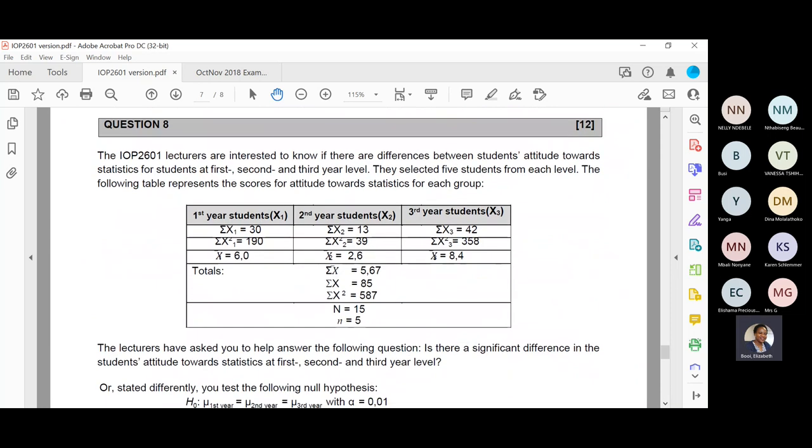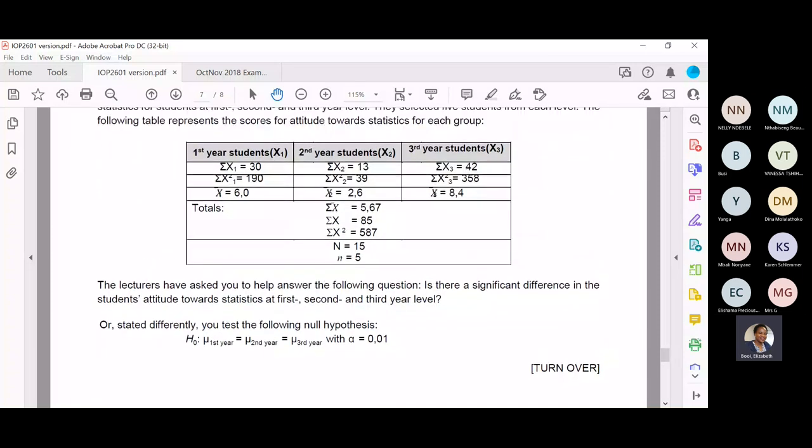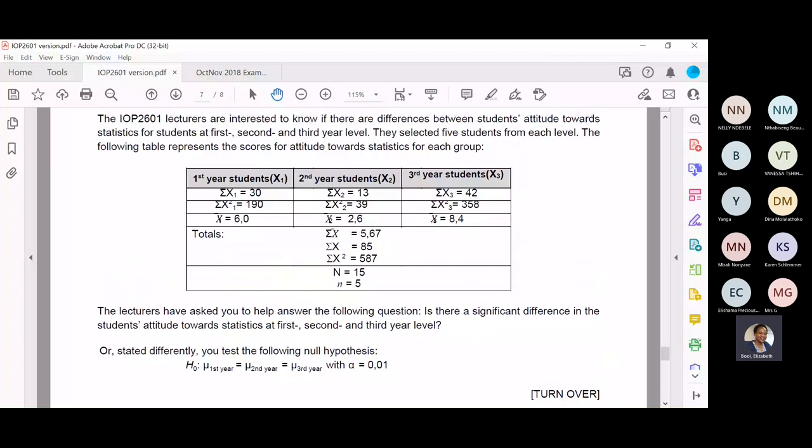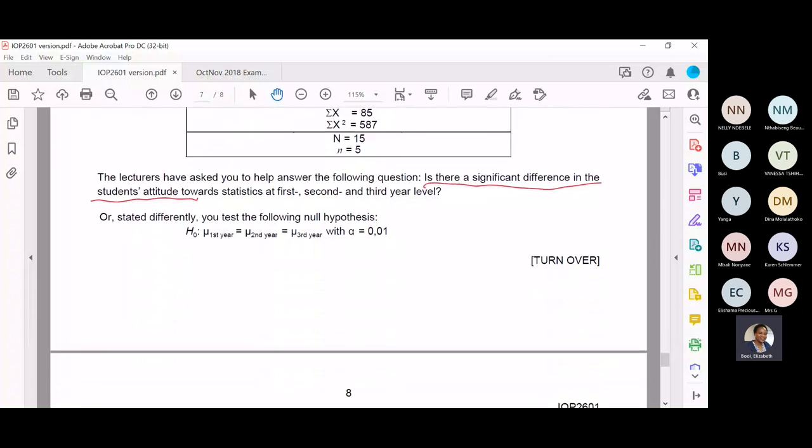Okay, so let's look at question 8, which is ANOVA. With ANOVA, there are several formulas that you need to familiarize yourself with, and you need to know how to calculate them in order to answer this question. This is a table with all the information you need. We need to find out if there is a significant difference between the student attitudes towards statistics at first, second, and third year level. And you know you're doing an ANOVA because now you're not given 2 variables, you're given 3. When you have 3 measures, you're going to use the ANOVA. If you're given 2, you're going to use a t-test or a Z test to answer the question.